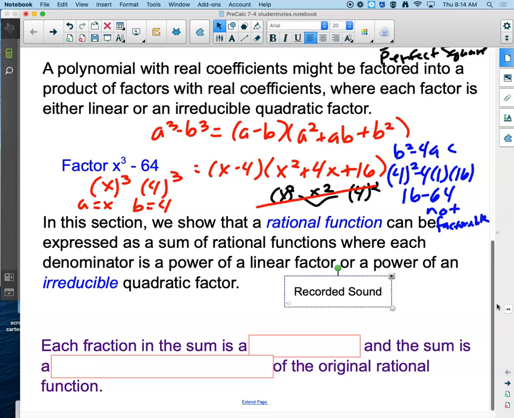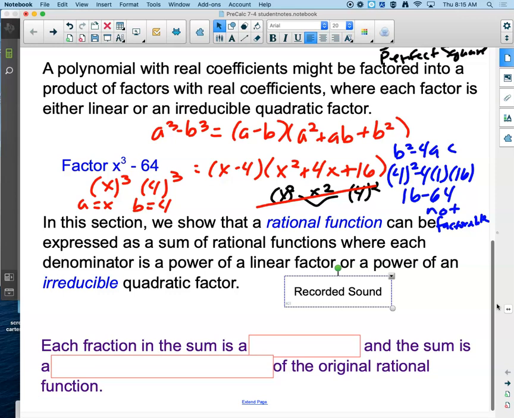Apparently there was a sound here that's no longer available anymore. It's like ta-da, or something along those lines. So you read that, and that's kind of a head scratcher. What on earth? Rational functions. Okay, so we're going to get fractions, polynomials on the top and the bottom. We're going to break them apart and make them into a sum of other rational functions. So that means we're taking a big fraction and we're breaking it apart into littler fractions.